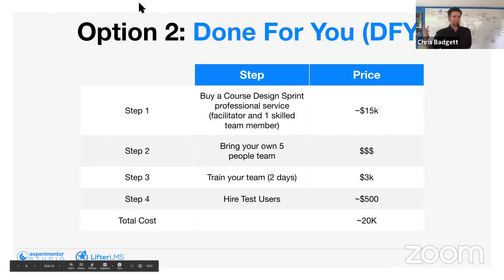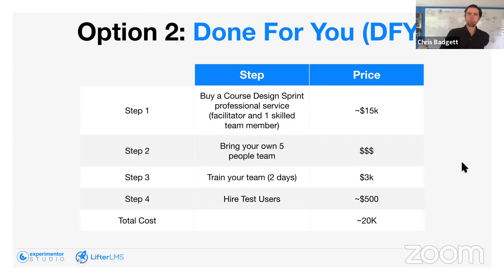So this is like the design sprint service, $15,000, bring their own team members, train the team members so that they can participate. Because it's one thing to be a professional at running a design sprint. There also are the people in the company who really understand the product and the market. So everybody's got to work together. There's got to be a bunch of training. And then you got to hire test users.